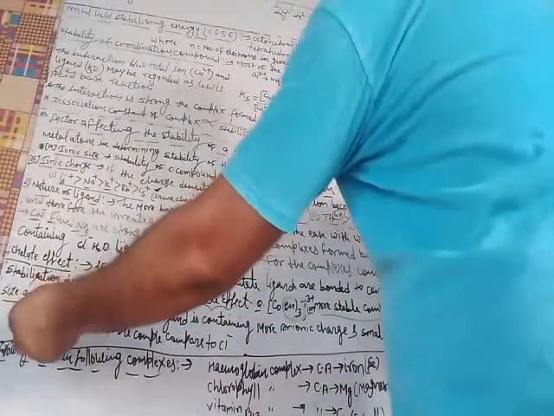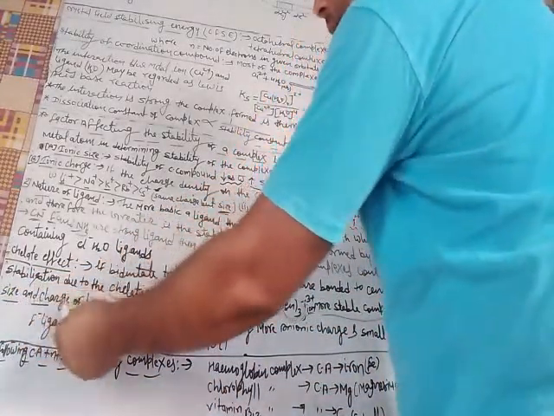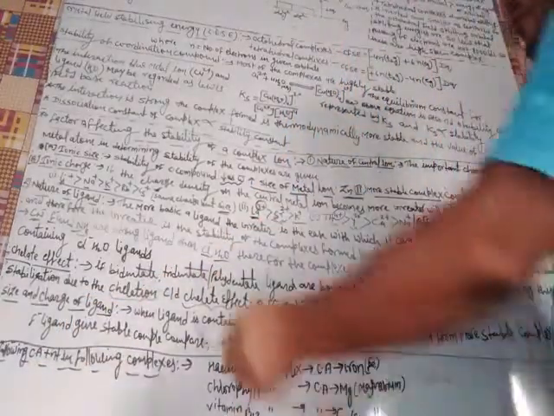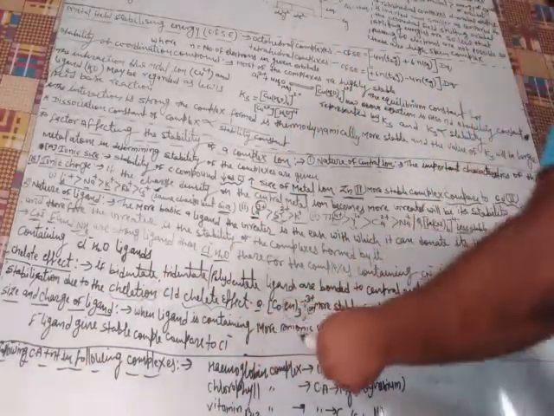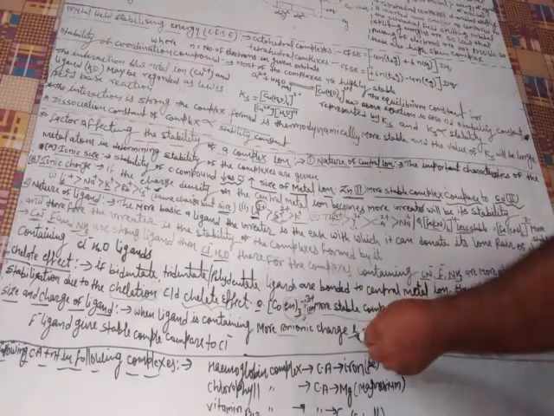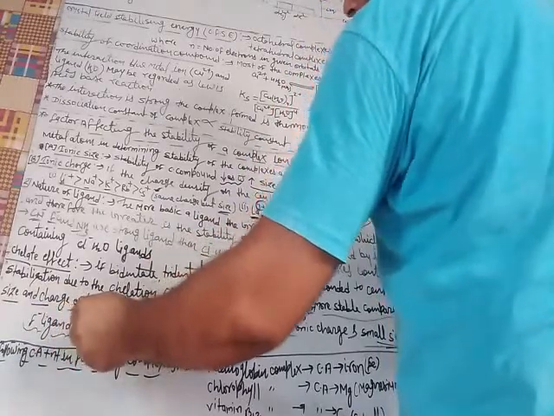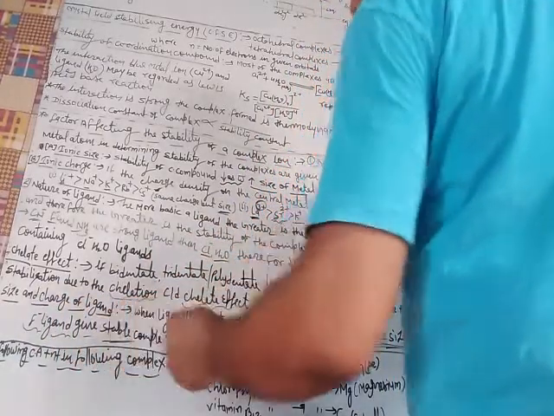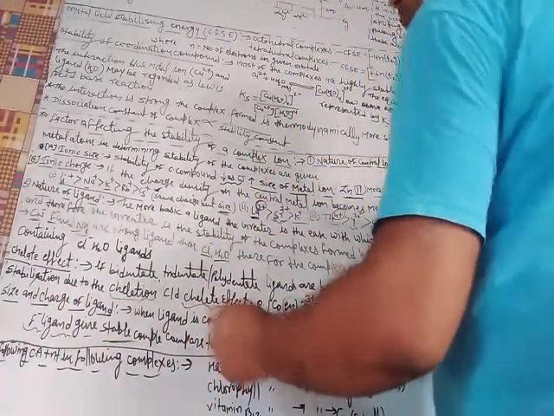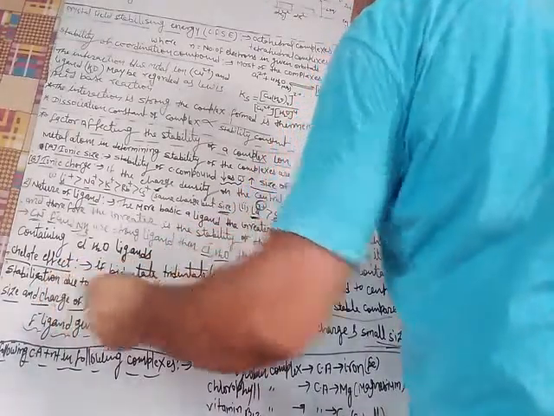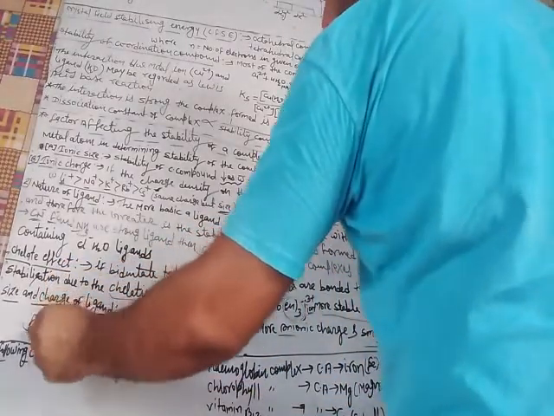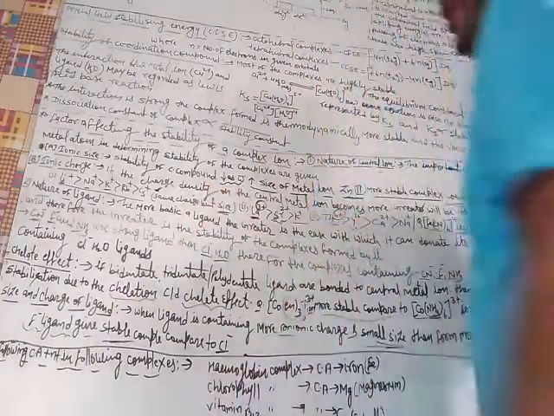Next point: size and charge on the ligand. When a ligand contains more anionic charge, meaning negative charge, and small size, it forms more stable complexes. For example, F- ligand gives stable complexes compared to Cl-, because the charge is the same, but fluorine is a smaller size compared to chlorine.